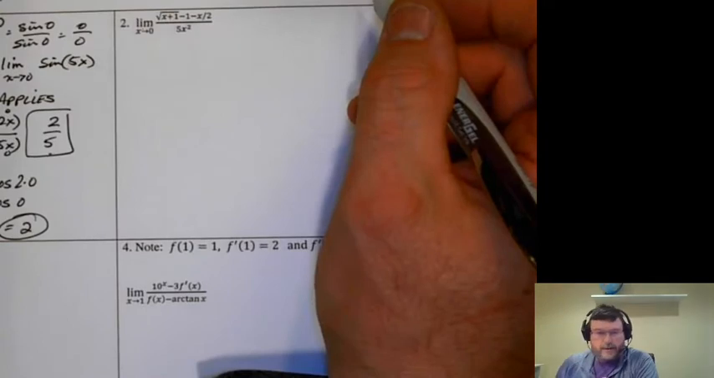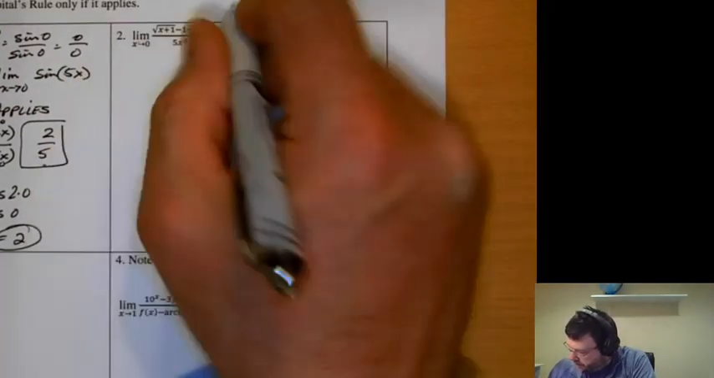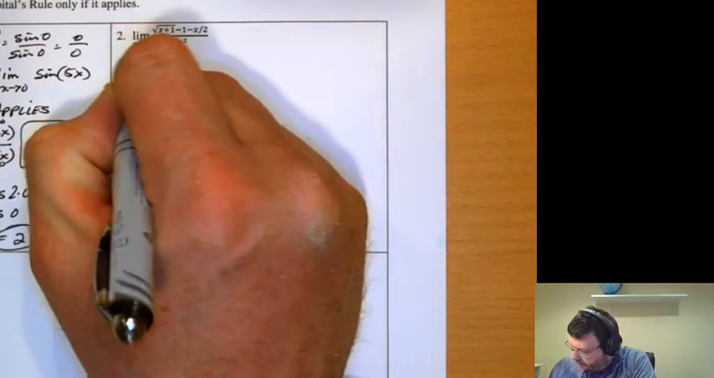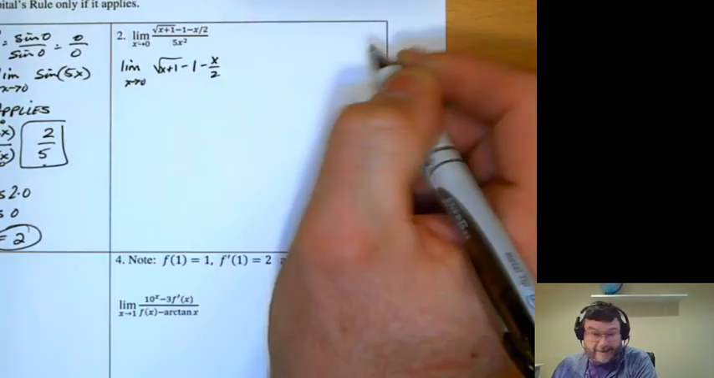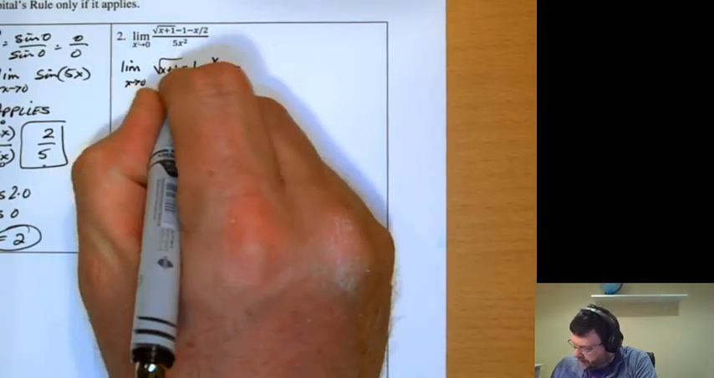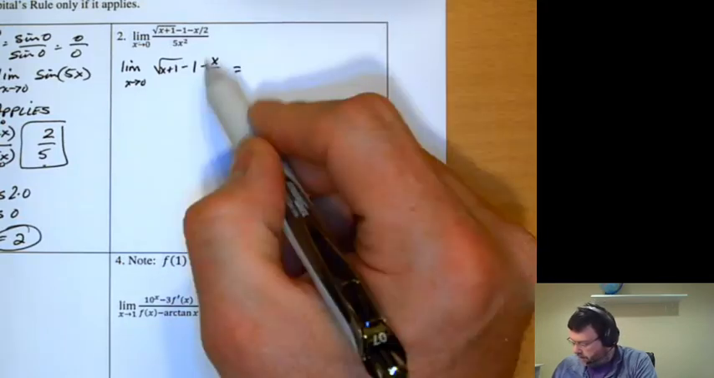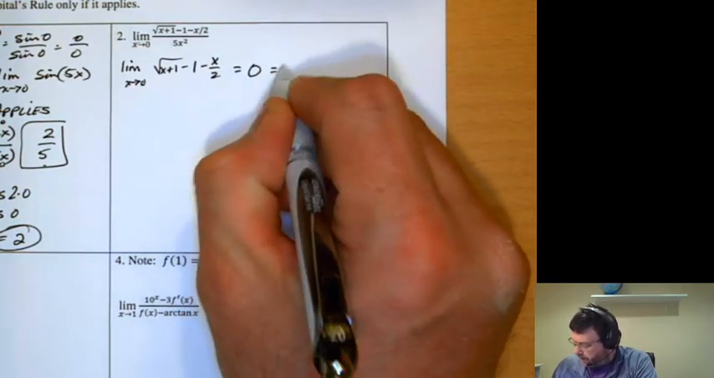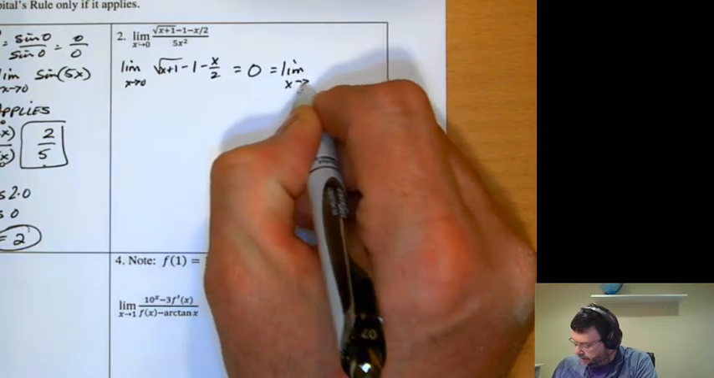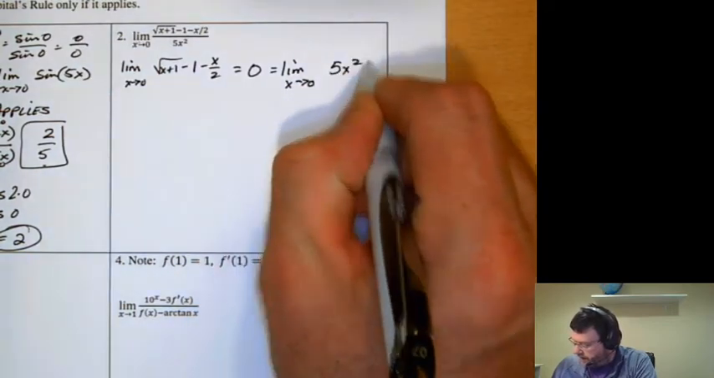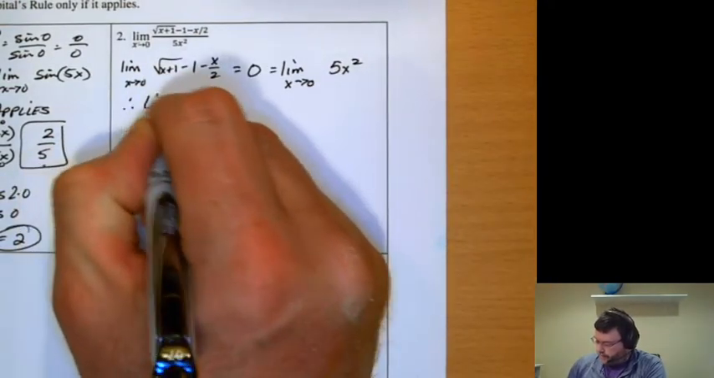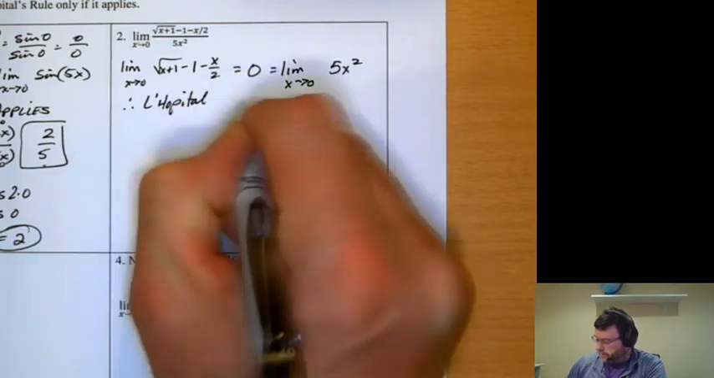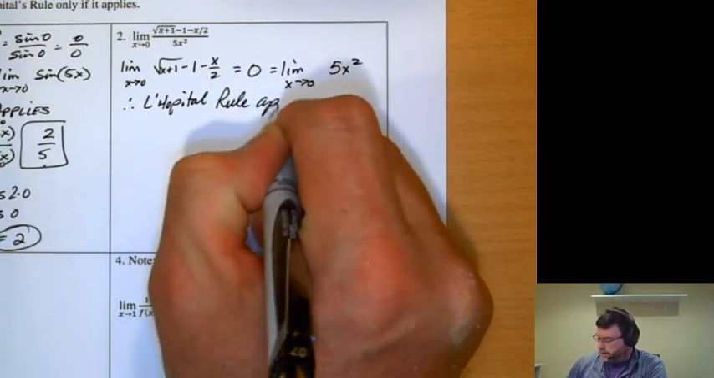All right, let's do the second one. That other one you can continue to do. So we're checking to see if the limit as x approaches 0 of the square root of x plus 1 minus x over 2, or 1/2 x. If I plug in 0, I get square root of 1 minus 1, which is 0. Minus 0 is 0. Let's see if the limit as x approaches 0 of 5x squared is 0. Yep, that is. So we're going to take the derivative. So therefore, L'Hopital's rule applies, or you can use L'Hopital's rule.